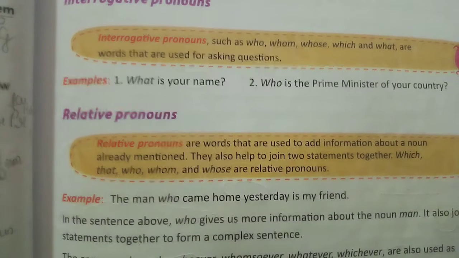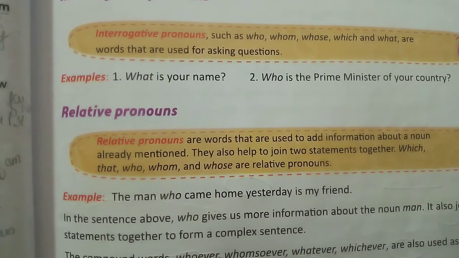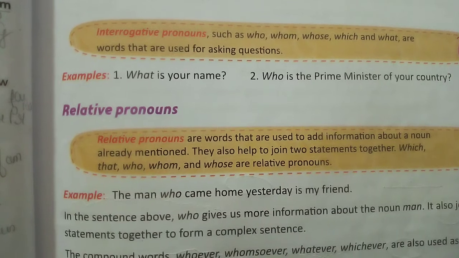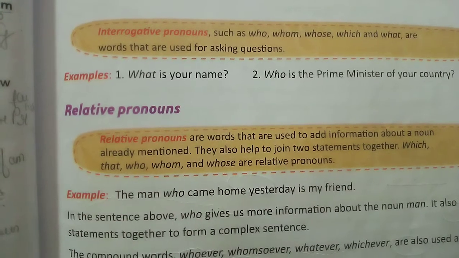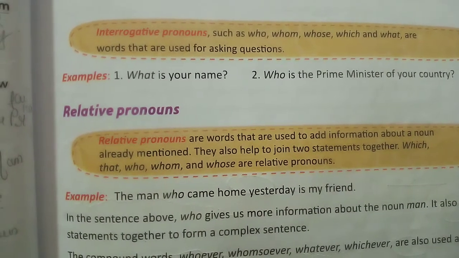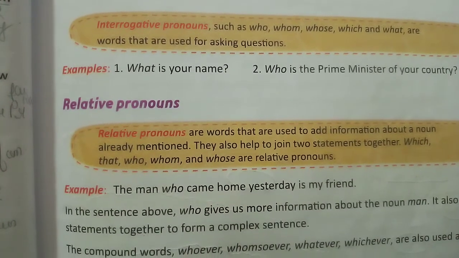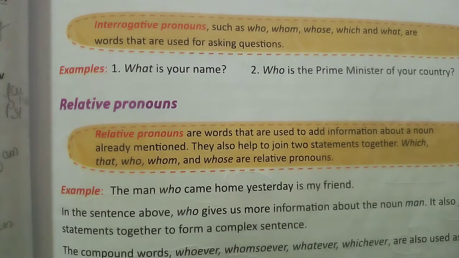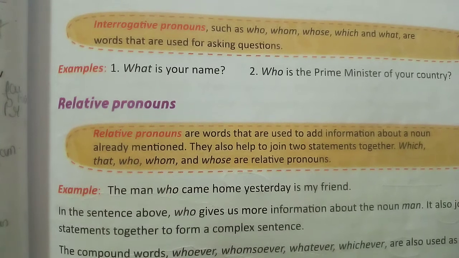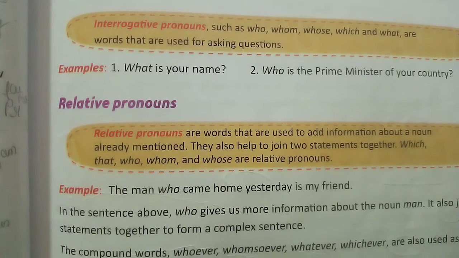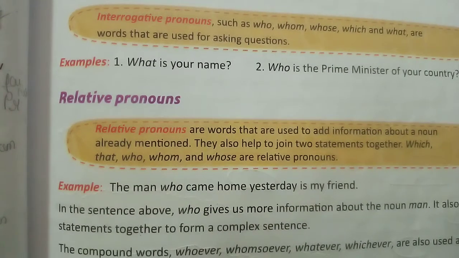Like over here, the man who came home yesterday. Now over here the word who is being used as a relative pronoun, because why? This relative pronoun who is addressing the man who came yesterday. It is giving additional information about the man who came yesterday, who is my friend. And if I would have changed this sentence to "Who was that man?", then definitely it would have been an interrogative pronoun. So this is all about the pronouns.